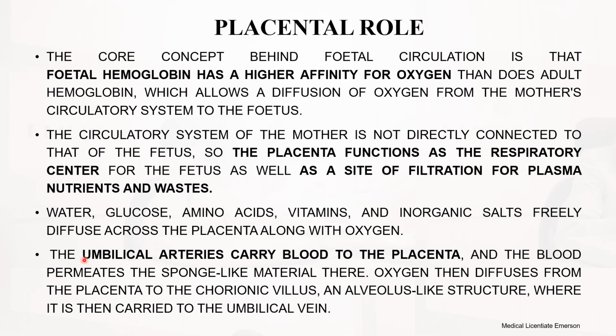Then the umbilical arteries carry blood to the placenta, and the blood permeates the sponge-like material there. Then we have the oxygen, which diffuses from the placenta to the chorionic villus, an alveolus-like structure, where it is then carried to the umbilical vein. That is what is going to happen.